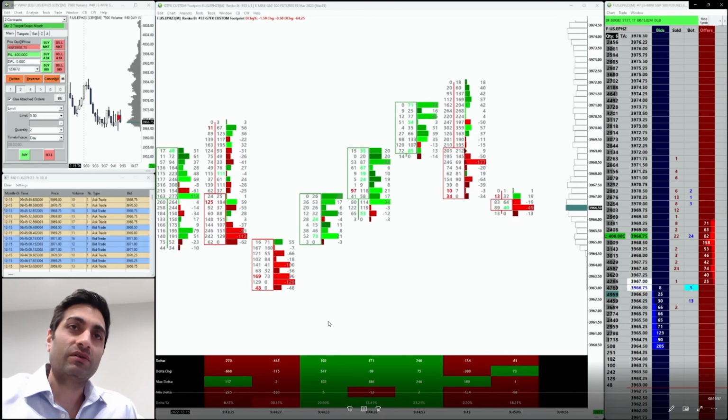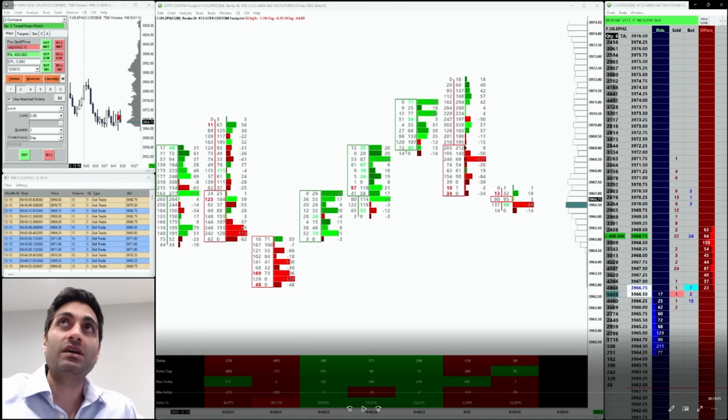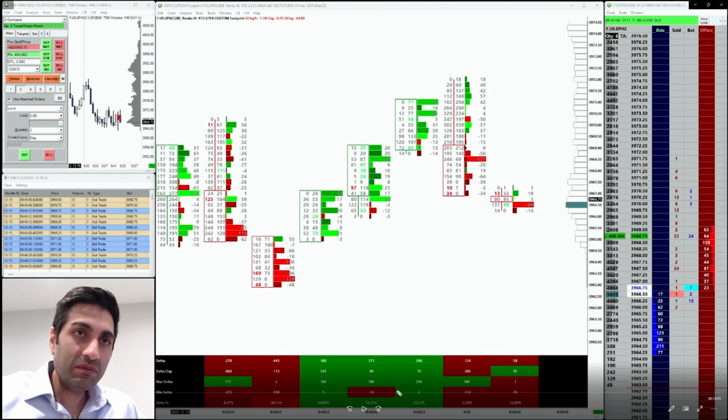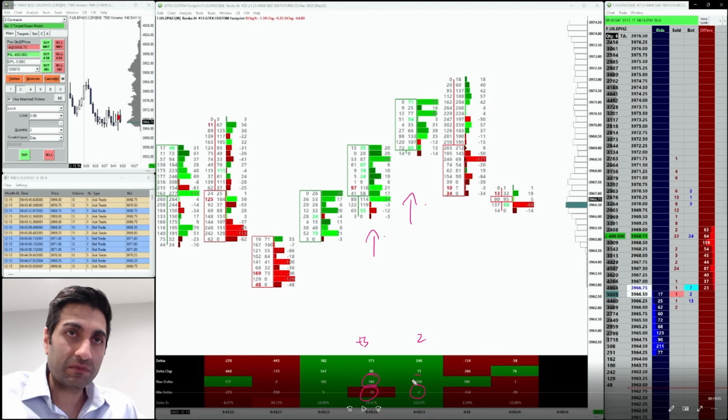There's a couple of ways, all right? It's not always going to be on the depth of market. There's another way that I did notice this. So if you look down here, the minimum delta on both of these candles, so this one and this one, the minimum delta was 2 and the minimum delta was minus 13. So very little selling, but a huge amount of buying. So 186 and 246, all right?